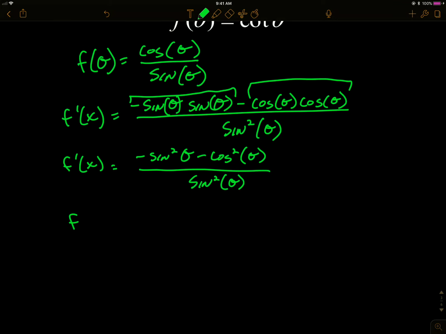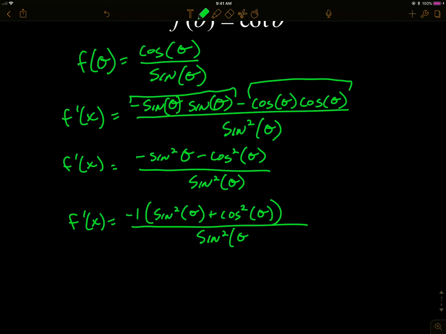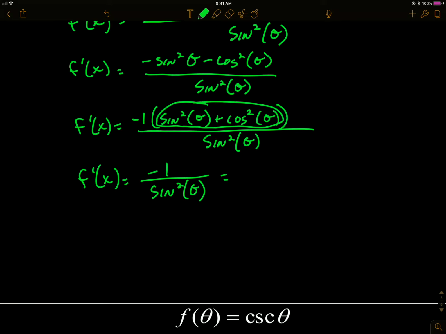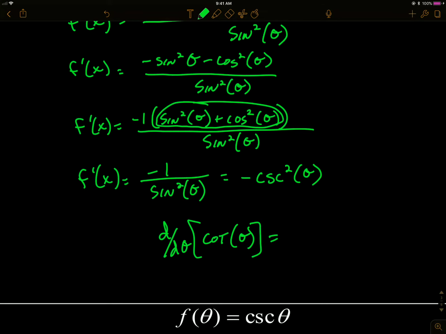I want to factor a negative 1 out of my numerator so that I can use a trig identity. So I get negative 1 over sine squared theta, because this is our Pythagorean identity, which is equal to 1. And then I bring the sine squared up, and I get negative cosecant squared theta. So now I know the derivative, with respect to theta, of cotangent of theta is equal to negative cosecant squared theta.